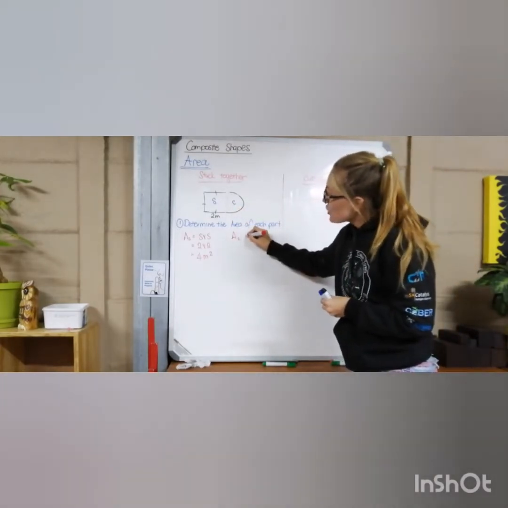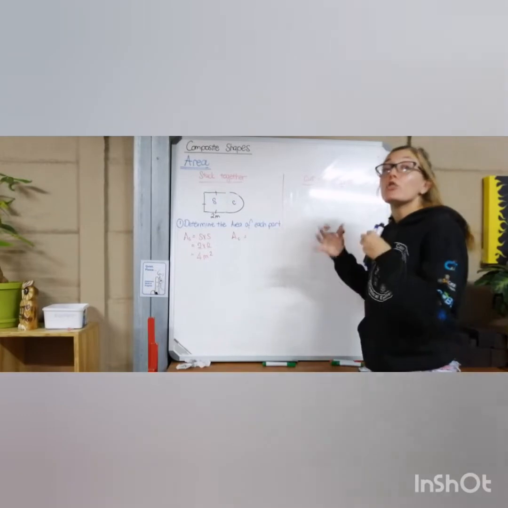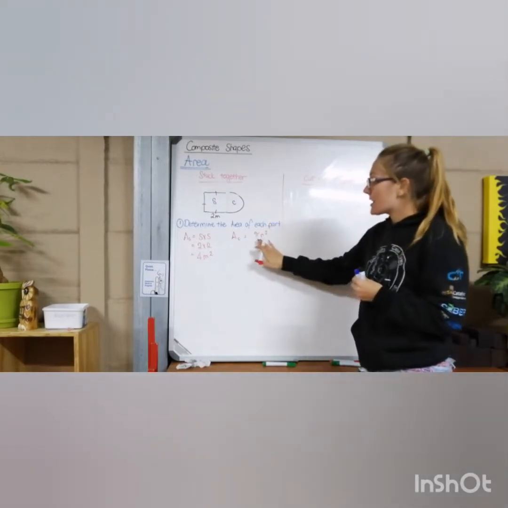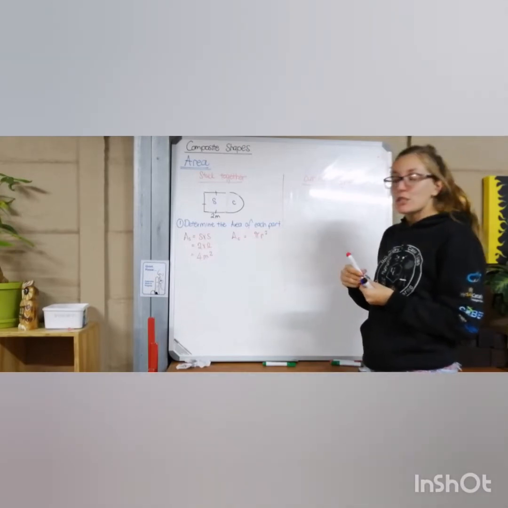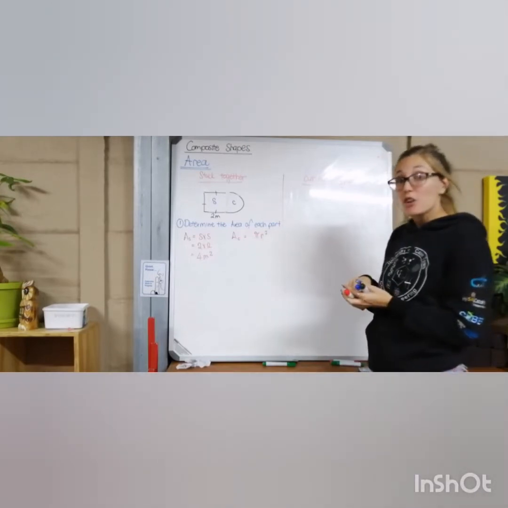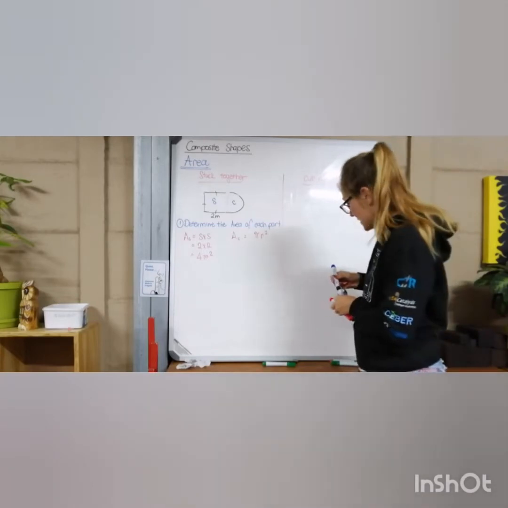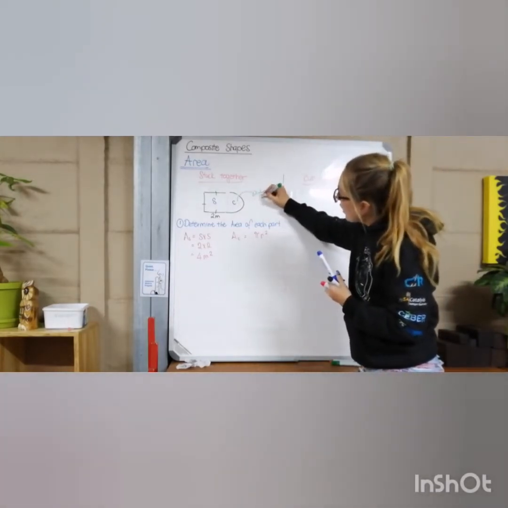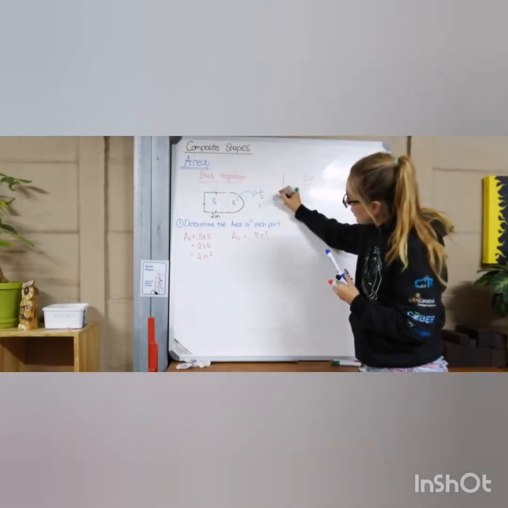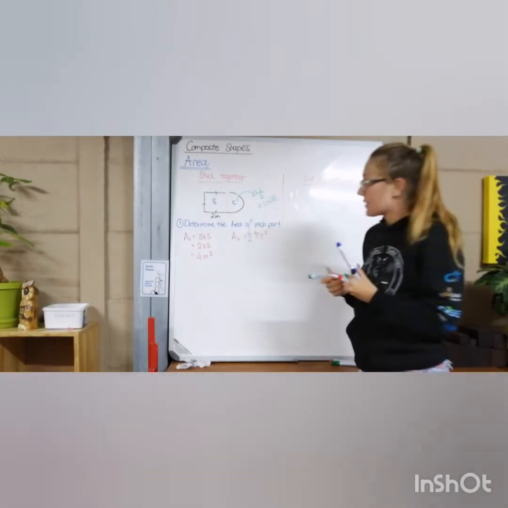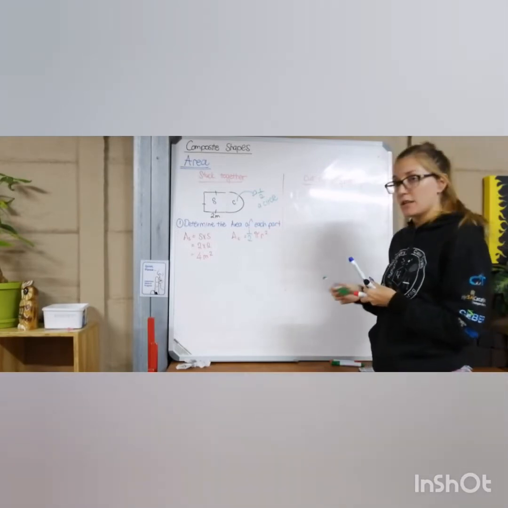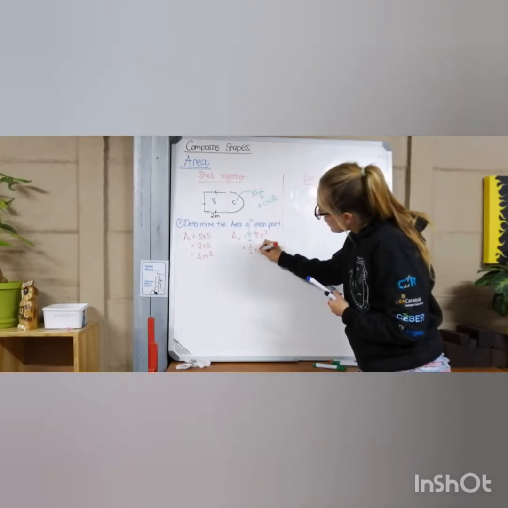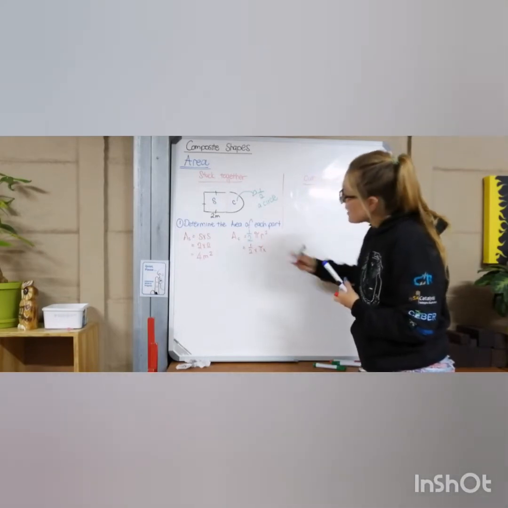Now the area for a normal circle is pi r squared, hey? Pi times the radius squared. But this is not a normal circle. This is half a circle. So because this is half a circle, we have to halve the formula. We have to put in a half there. It's half pi r squared. So that's going to equal, let's substitute in, half times pi times radius.